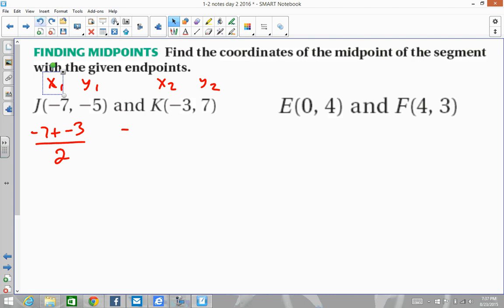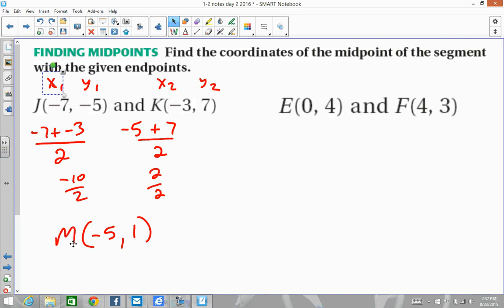-5 plus 7 divided by 2. So that's -10 divided by 2, which is -5. And this is 2 divided by 2, which is 1. And this is my midpoint. Put an M in front of it to represent midpoint. All right, so this one's for you to do. So pause the video and do that one. All right, you should make sure you have some work there for that problem. We'll be checking for that the next day.